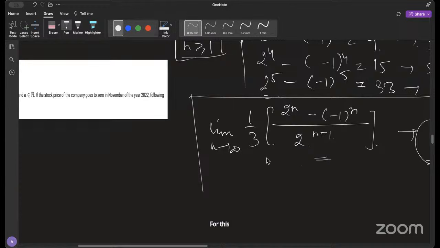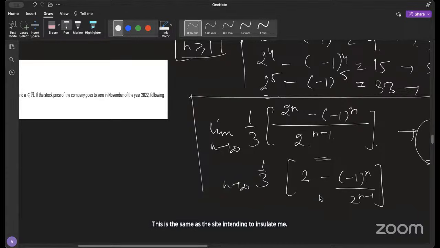For this, if you take this thing, we have 1 by 3. Here you'll have 2 to the power n by 2 to the power n minus 1, which is just 2, right? We can just write this entire thing to be just 2. Minus 1 to the power n, 2n minus 1. This is the same as this, right? N tending to infinity.